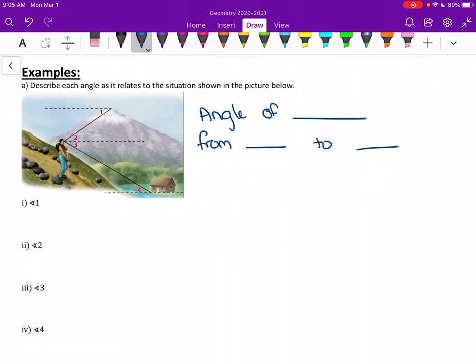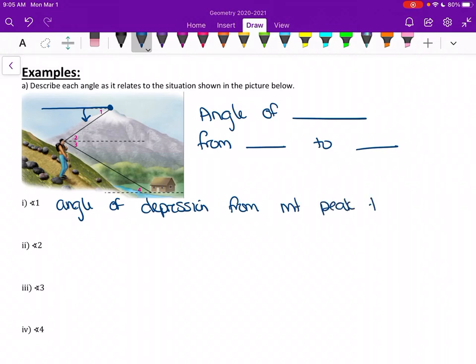So angle 1. So angle 1 is if we're at the peak, the vertex is at the mountaintop. Okay, so that's our starting point, is where's the vertex, which line's horizontal to that, and from there I go down. So that is an angle of depression from mountain peak to the hiker.